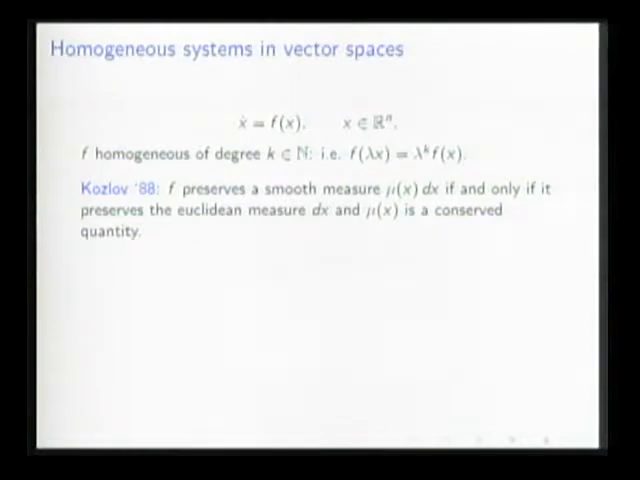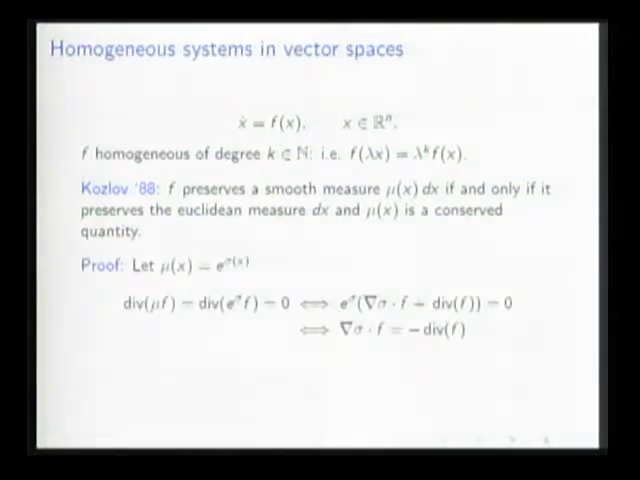It preserves this measure mu of x dx if and only if it in fact preserves the measure dx, which is the Euclidean measure, and mu of x is a conserved quantity. Okay? Now, the proof of this fact is really simple, and it's at the heart of our results, as I've said. So I'd like to just walk you through the proof in a short way. Since mu, this density, is positive, I can take its logarithm sigma and write mu is equal to e to the sigma.